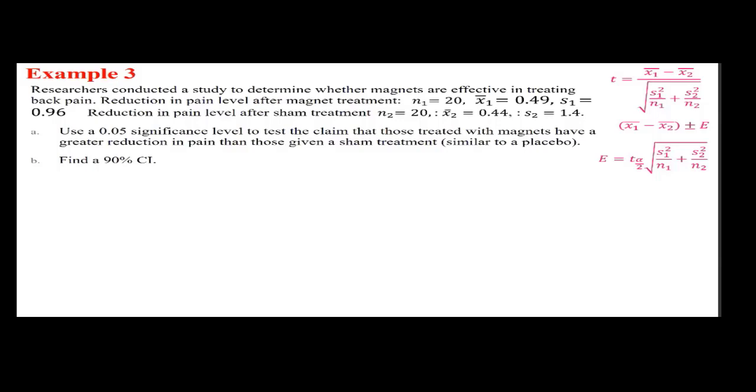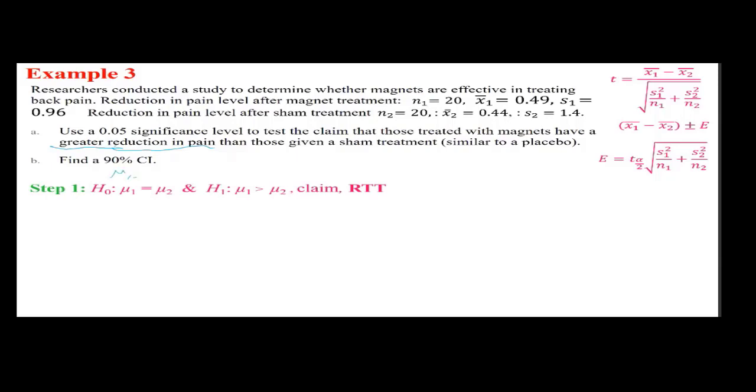So let's go through the process. We want to find H0 and H1. Needless to say, H0 is mu1 equals mu2, but let's look at H1 and how we write that. Let's read part A one more time. We are testing the claim that those treated with magnets have a greater reduction in pain. It's a right tail test, and that is the claim: mu1 is larger than mu2. Again, I think I mentioned that, and I want to mention it again.